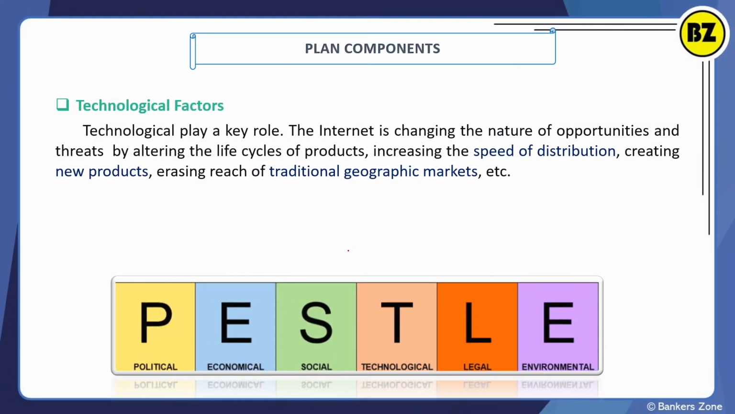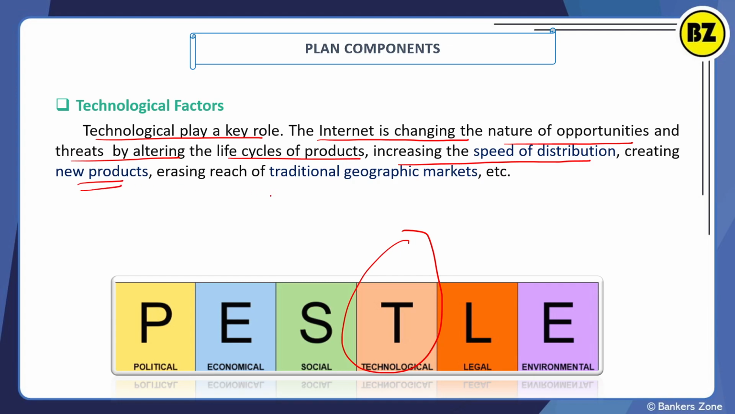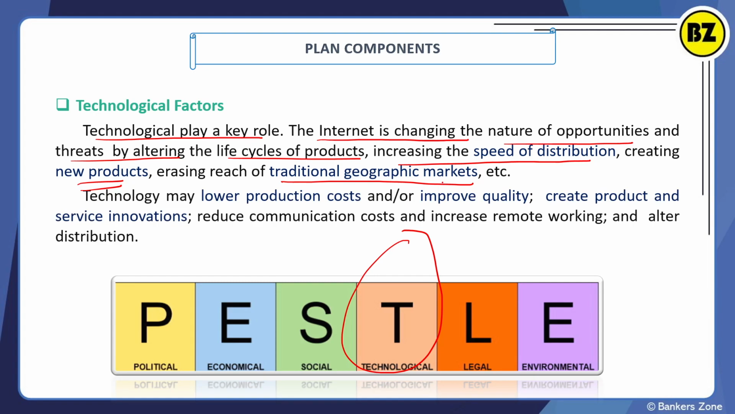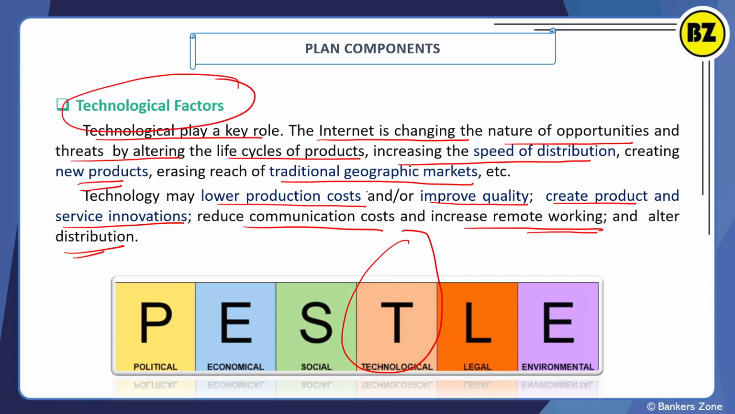Next is the technological. T for technological means what? See, technological has an important role. The internet is changing the nature of opportunity and threat by altering the life cycle of the product, increasing the speed of distribution, creating new products, and erasing the reach of traditional geographic markets. Technology may lower the production cost and improve the quality, create product and service innovations, reduce the communication cost and increase remote working. It also alters the distribution network.